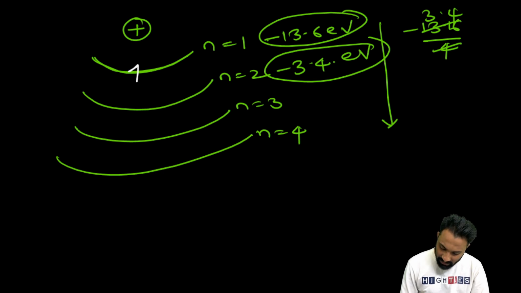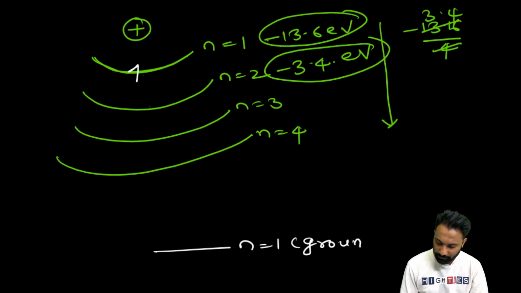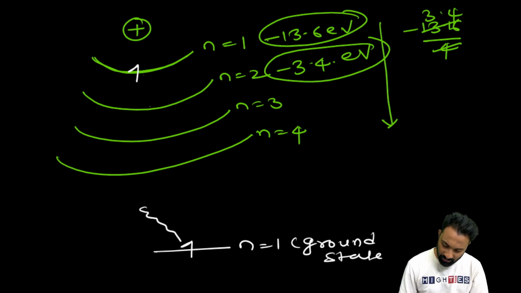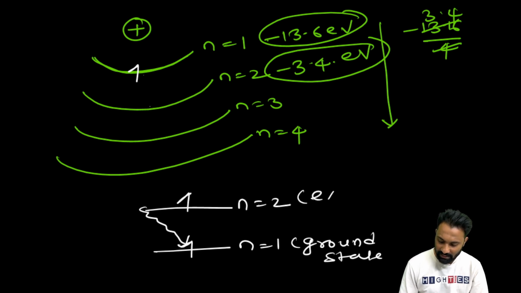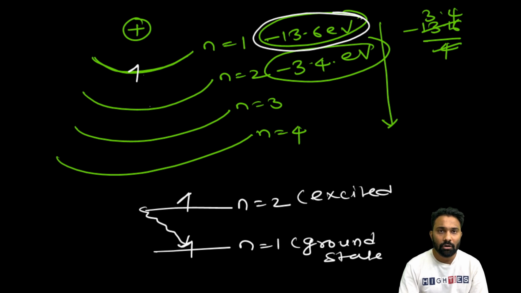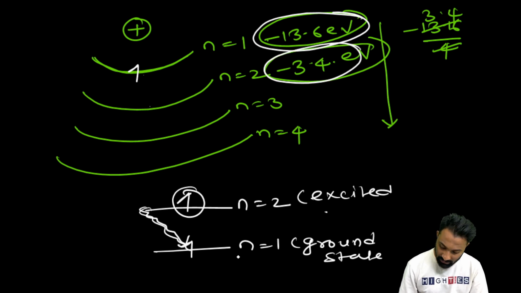Now, if the electron is in the ground state, how will it be excited to the n equal to 2 state? Here n equal to 1 is what we call the ground state. If the electron is in the ground state, by absorbing energy, it will be excited to the higher energy state. This is the excited state. Why do I call it a higher energy state? Because before, the electron was at the lower energy of minus 13.6. When it has absorbed energy, it has been excited to the higher excited state, which has the higher energy of minus 3.4.